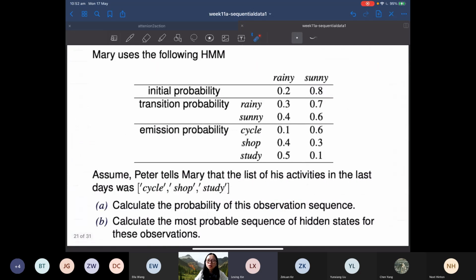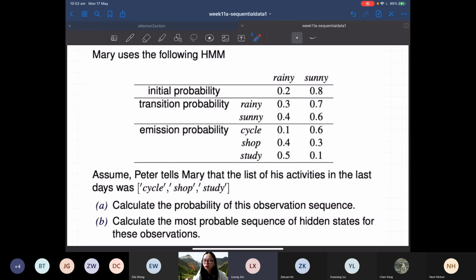So here is the model. Assuming it's Canberra, the background probability of it being sunny, like today, despite it's quite cold, is 0.8. Being rainy is, let's say, 1/5. And the transition probability between a rainy day to a rainy day is 0.3, and a sunny day to a sunny day is 0.6. And it's more likely to be sunny tomorrow, even if it's raining today. And the emission probabilities are as follows.